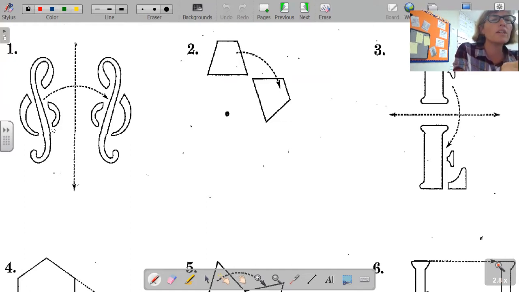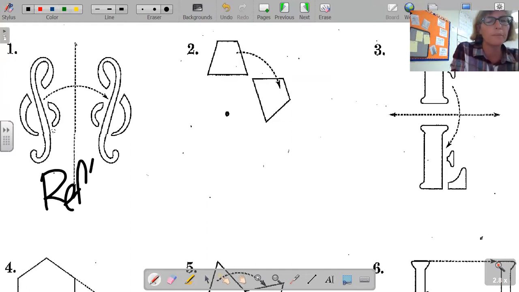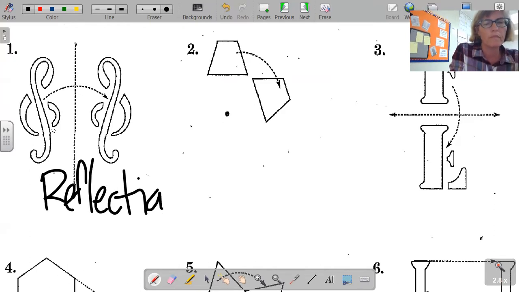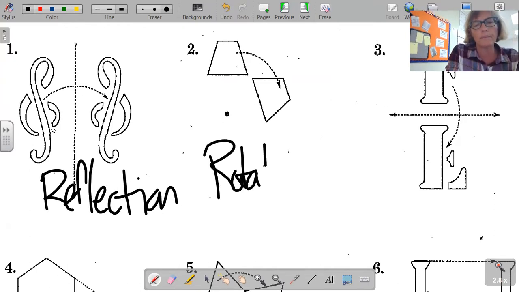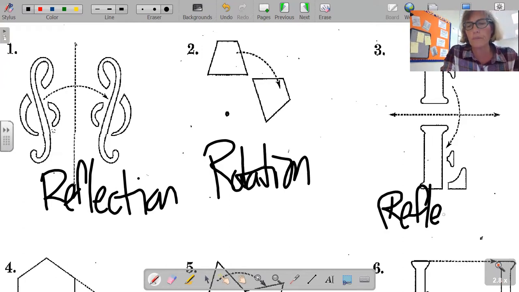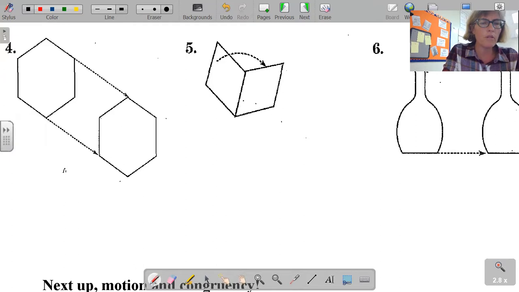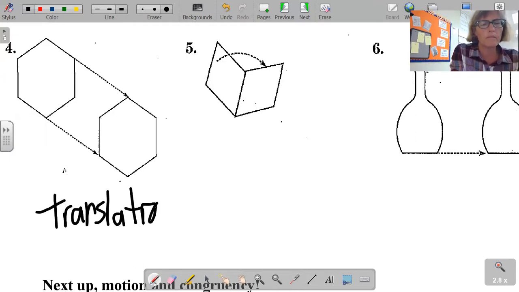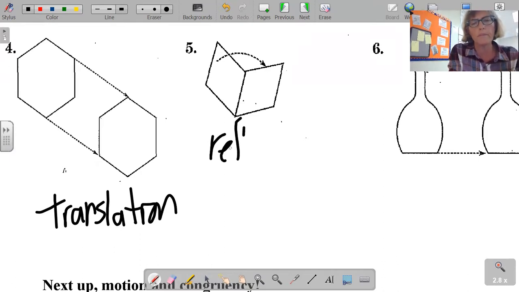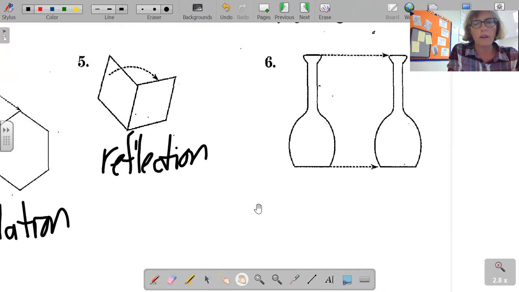Yes, this right here is, of course, a reflection. This is a rotation. This was also a reflection. Down here, number 4 is a translation. This was a reflection. And of course, this is a translation.